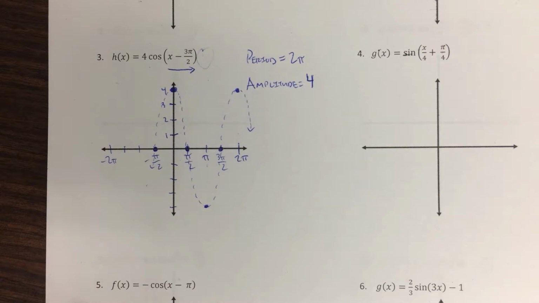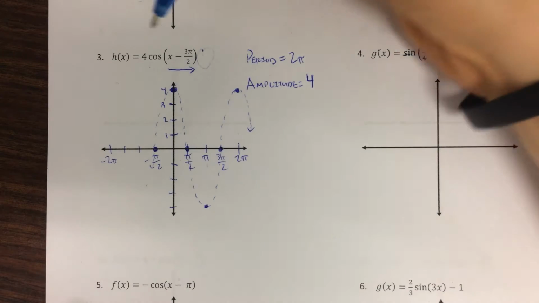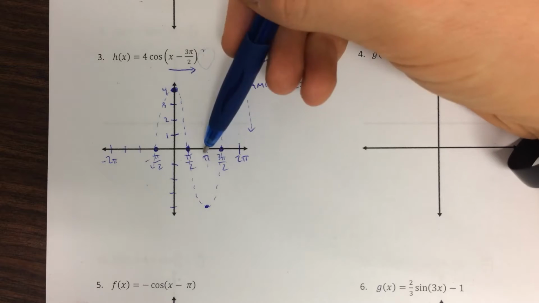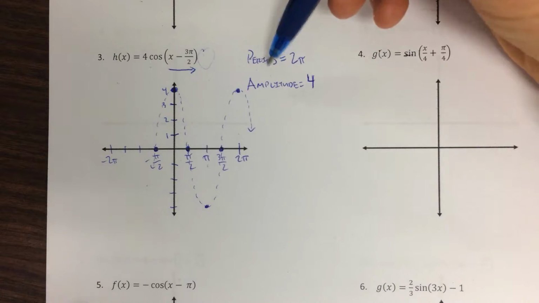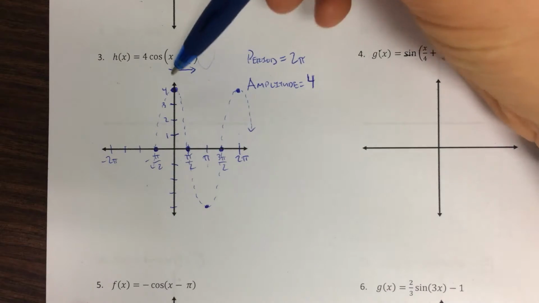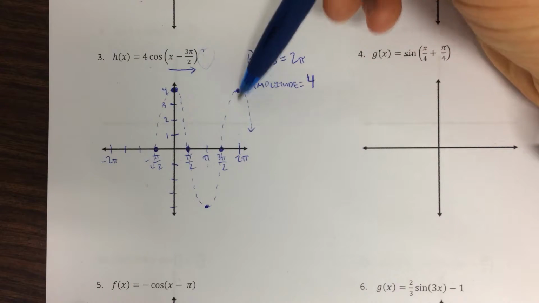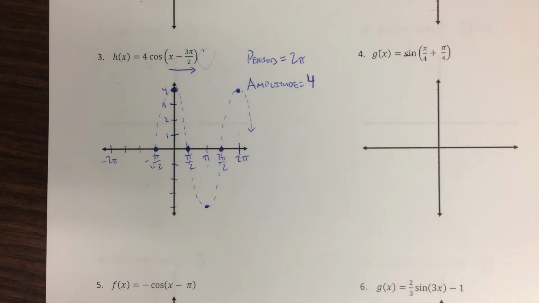So let's check real quick. We didn't need to reflect. There's no negative. Our amplitude should be 4. From here to there, 4. Here to there, 4. So we're good. And our period, 2 pi. So from here, we repeat starting there, 2 pi, so we're good.